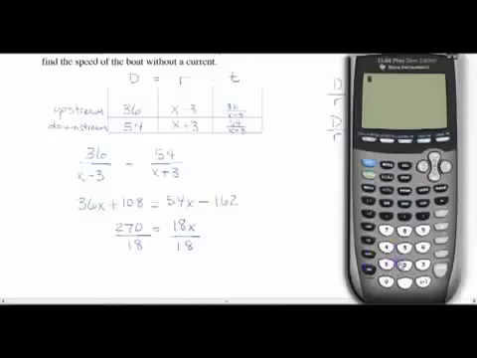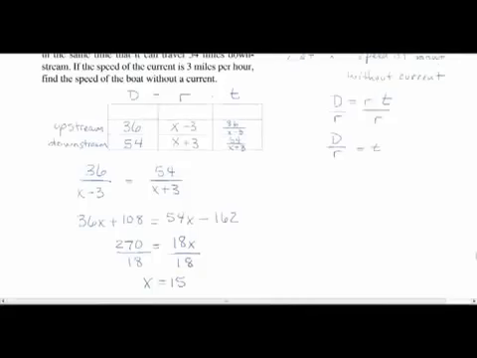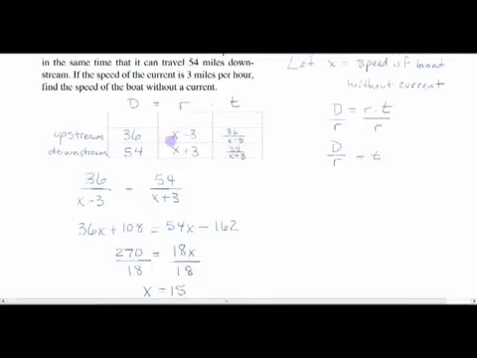When I divide 270 by 18, I get 15. x equals 15. Let's make sure that this makes sense in the context of the problem. If I'm going upstream, I have 15 minus 3 is 12 miles an hour going upstream, and 15 plus 3 is 18 miles per hour going downstream. So we know that the answer is 15 miles per hour.